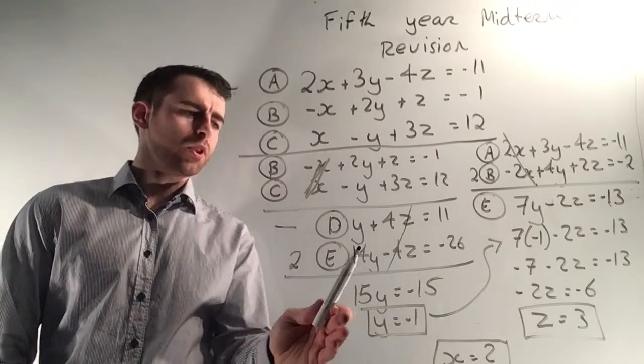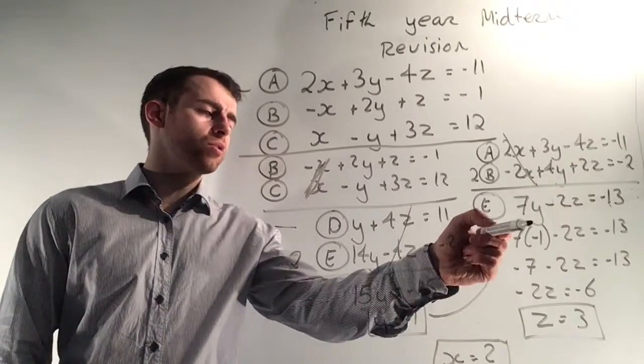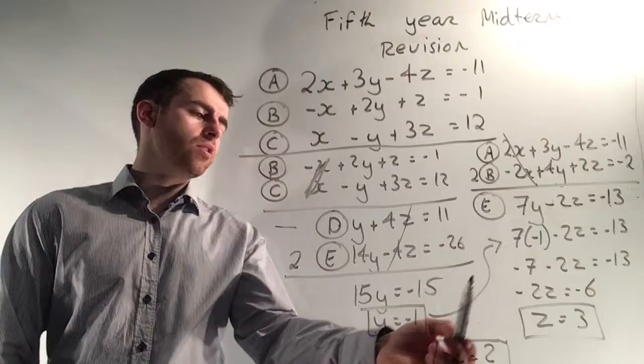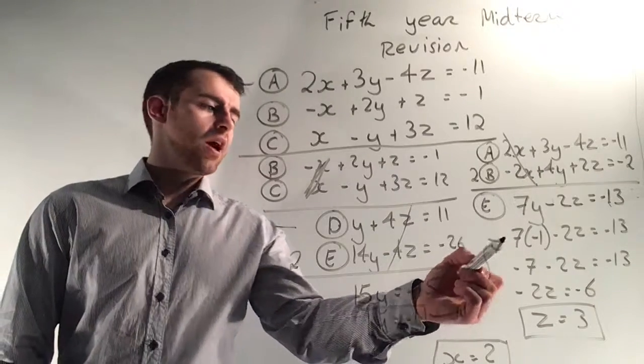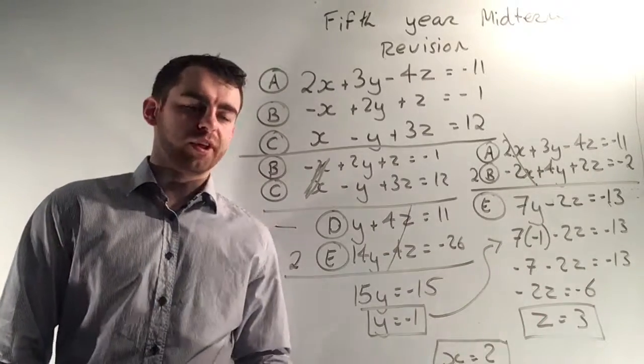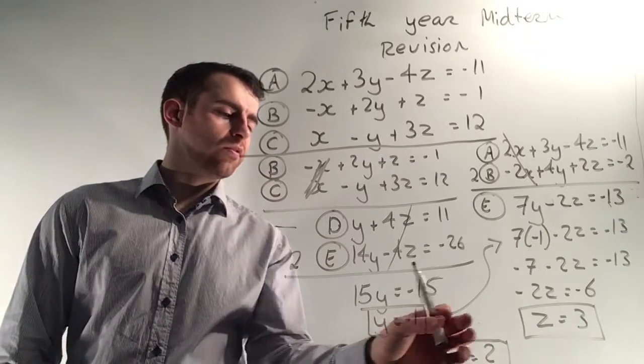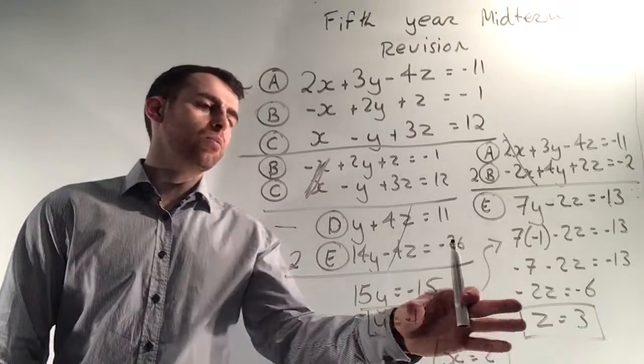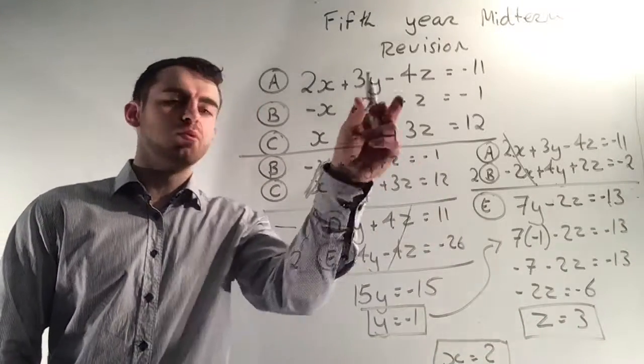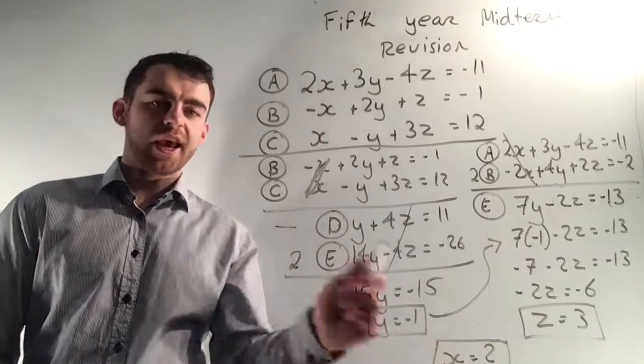Once I've got that, my little arrow here goes up to this. I subbed in my value for y into the equation E, and I ended up with z is equal to minus 3. And once you use your value for y and your value for z, if you sub these two answers into one of these original equations, you'll get x is equal to 2.